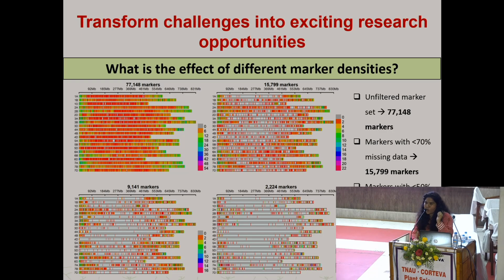And so we had a lot of questions. What was happening? What is the difference between the different marker densities? Are we using the right markers when we try to predict? Because some of our accuracies were quite low.